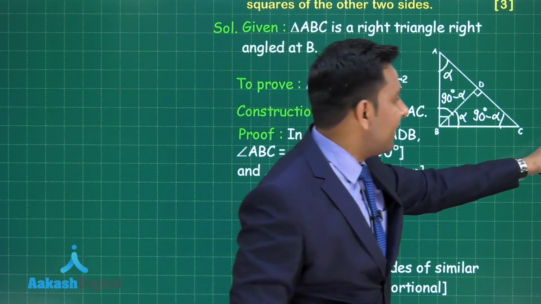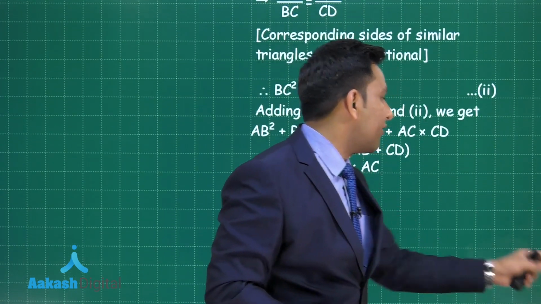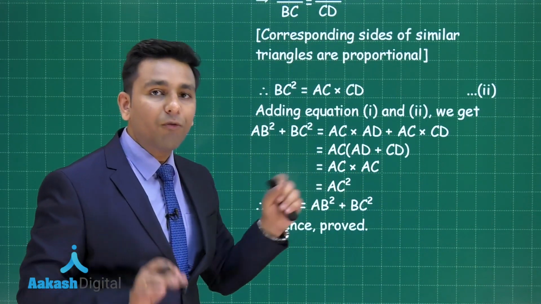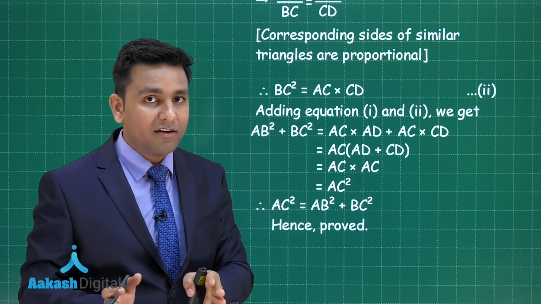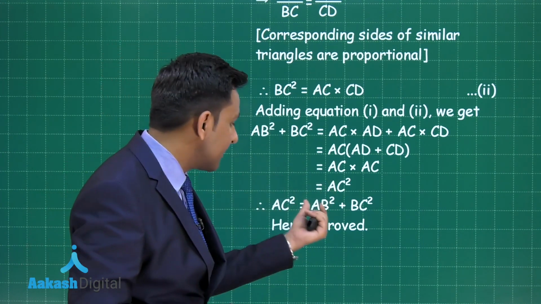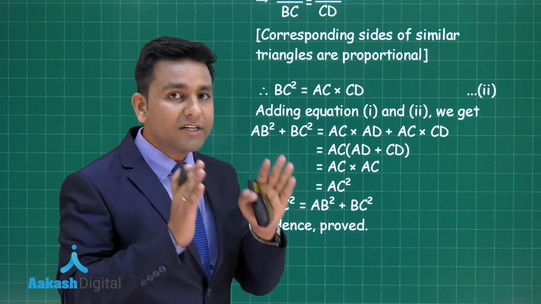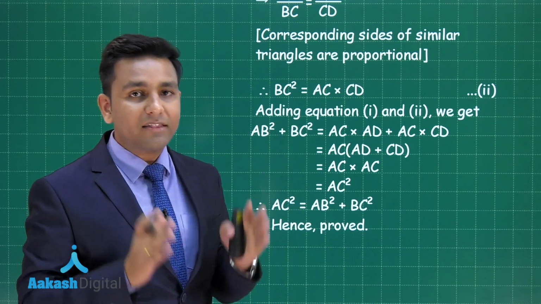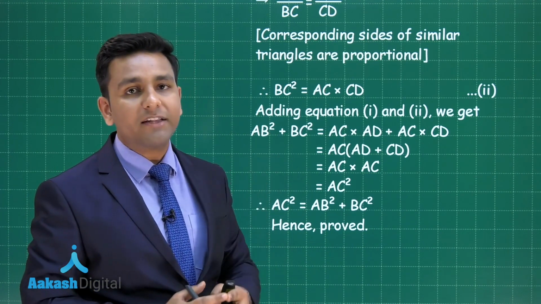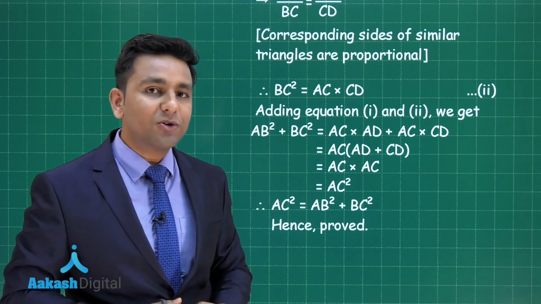So finally we are getting AC square on the right hand side of this equation, and what we are getting? The required result. That means the square of hypotenuse is equal to the sum of the squares of the remaining two sides of this given right angle triangle, and this is the proof of Pythagoras theorem. I hope you understood this question.